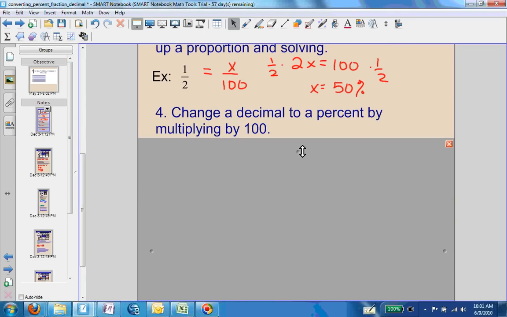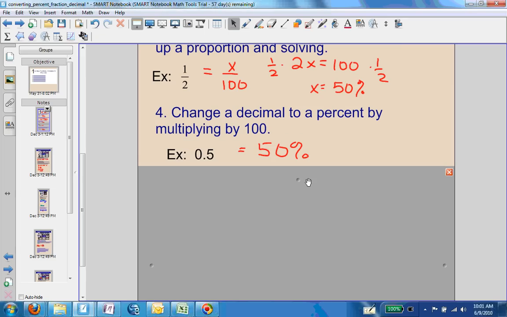If I change a decimal to a percent, the way I do that is by multiplying by 100, which actually moves the decimal 2 places, making it look like a bigger number instead of a smaller number. So 0.5 equals 50%. Now they have the same value. 0.5 is a half, is 50%. That means the same amount.